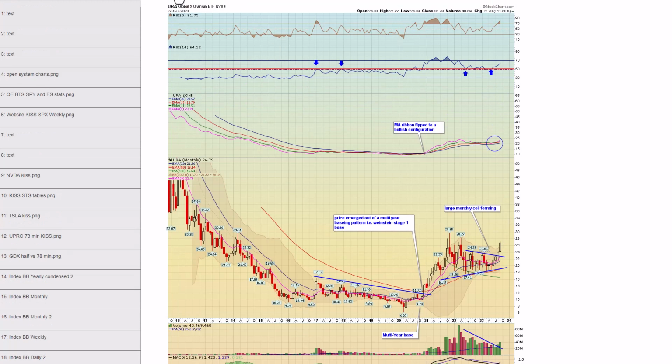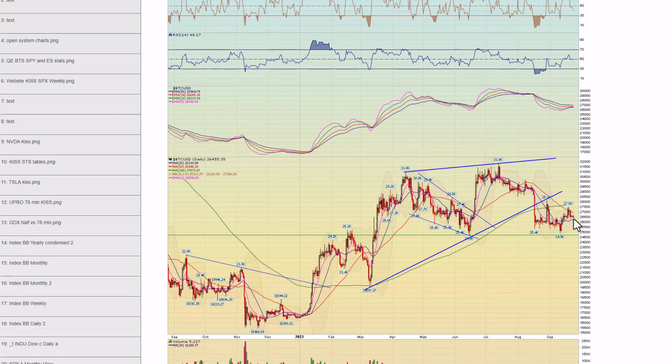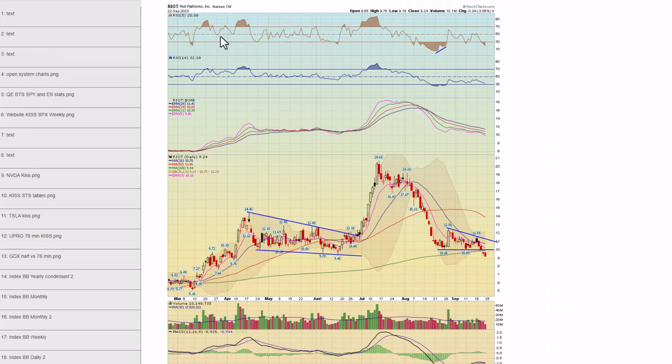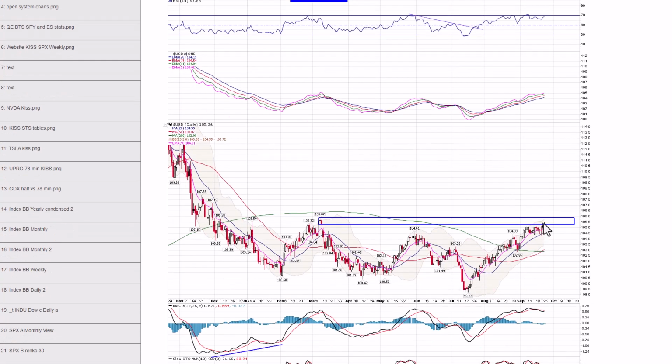Next, here's Bitcoin. Still more just chopping around sideways. Chart 90, Riot, one of the Bitcoin type stocks, broke down last week. We had this as a short. Next, Chart 91, US dollar, just continues to move up. It's now into this next supply zone. We'll see if it can reverse there or not, but the dollar has been super strong.